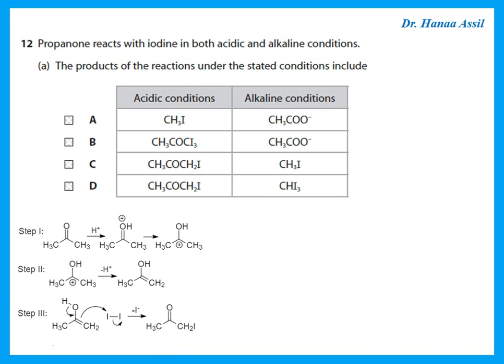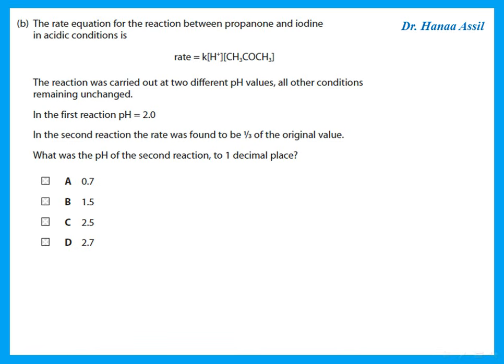What about in alkaline conditions? In alkaline conditions with iodine, this is the one that forms yellow precipitate due to the formation of CHI3, and the rest of the products include the sodium salt. So my answer in this case is D. Please revise these reactions if you're not sure of them.